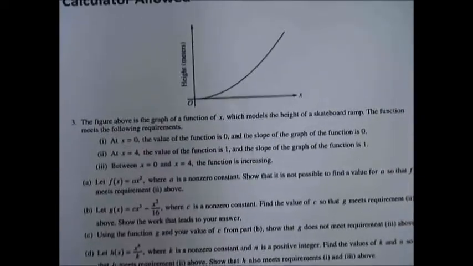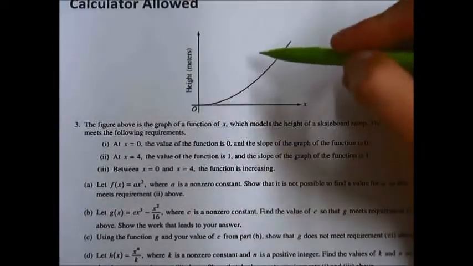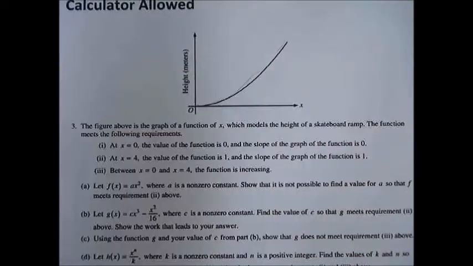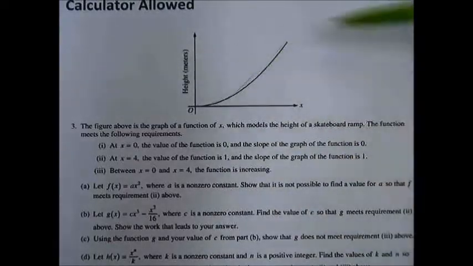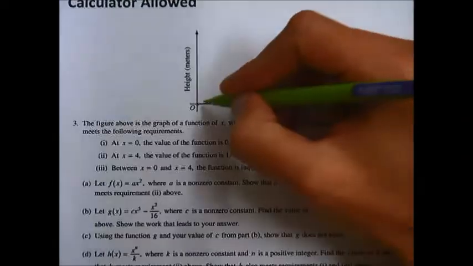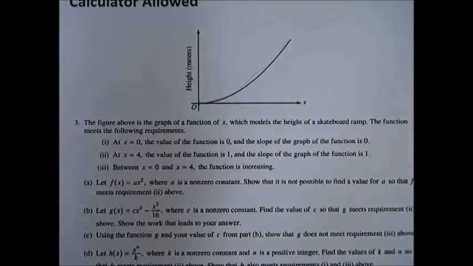Alright, so our question here, we have a skate ramp apparently. It's always increasing. If you've ever seen skate ramps, they look somewhat like this. So at x equals 0, the value of the function is 0, and the slope is 0. So it's some sort of parabolic thing. So the first thing we do in the problem is we go, hey, let's try a parabola. But we have this other condition.